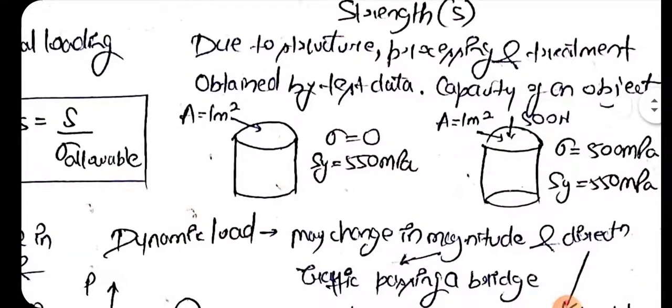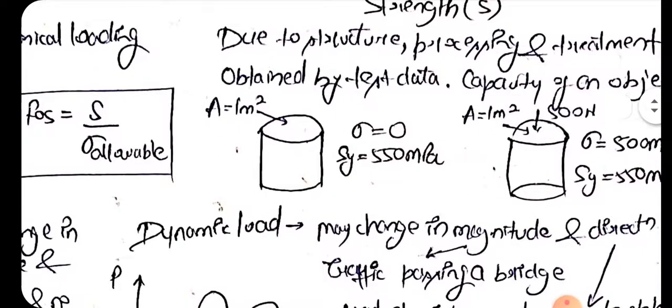I have taken a cylindrical object with a cross-sectional area of 1 meter square. So in the first case, we are not applying any load on it. So our stress is 0. We are not applying any load. That means no resistance is generated by the object, and so no internal forces are generated by the object. So stress, which is internal force upon cross-sectional area, is 0.